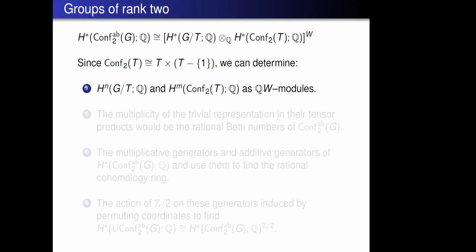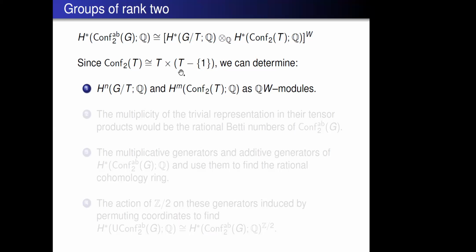Now, some of the computations that we did, to see how much we can compute, is the case of the configurations of 2 elements for a group of rank 2. So we looked at all the cases of these groups of rank 2. In this case, you have the configurations of 2 elements in the torus, but because T is a topological group, this configuration space is homeomorphic to T times T minus 1.